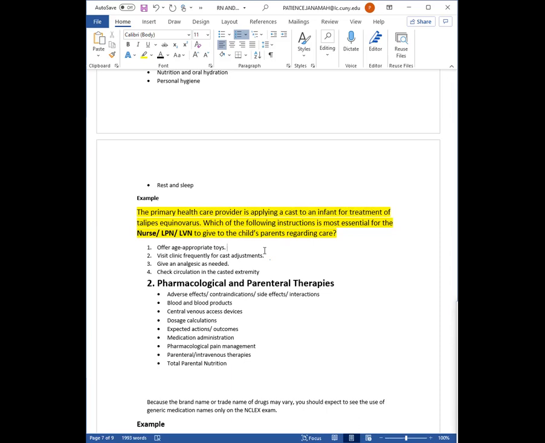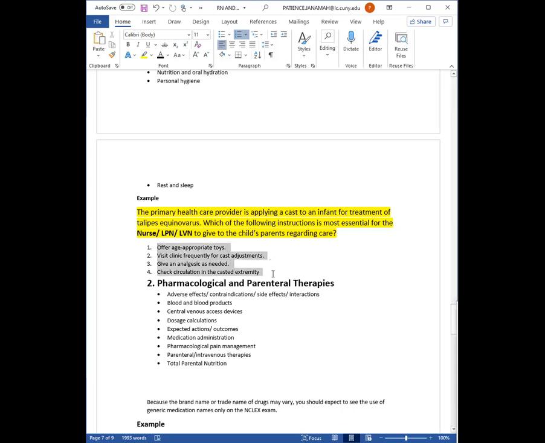Do we understand? So what will you teach the mother about? Patience, tell me your teaching. And who is an infant? So if you know the age appropriate for an infant with a cast, you know what to tell the mother. It's general for that age: stages of growth or developmental stages of growth. Patience, what will you tell the mother?